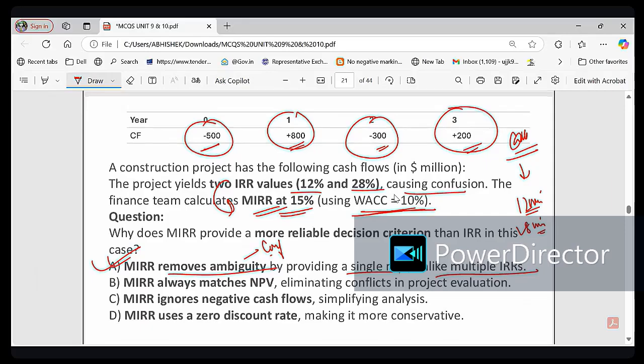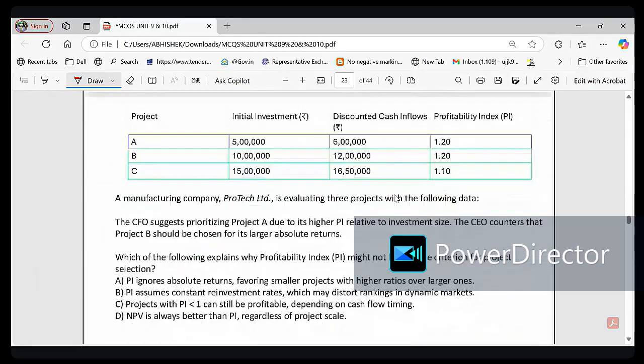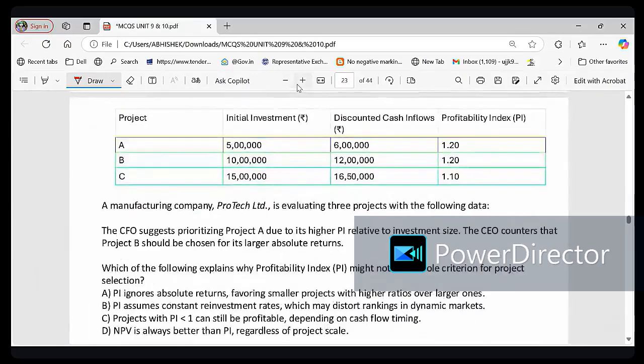That is the point. Now come back to this question. This one is a little different. Here you have to calculate the profitability index, right? So we have discussed what MIRR is, what IRR is, the advantage of MIRR over IRR, and why NPV, net present value, has a big advantage over IRR. Now come back to this question.